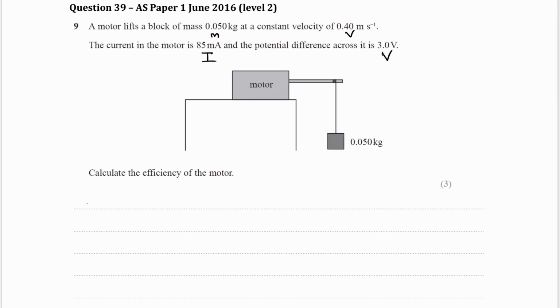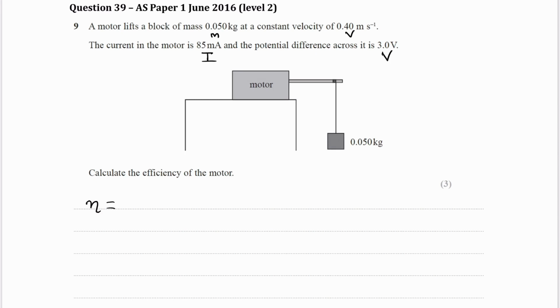Now efficiency has a couple of equations. It's either equal to the useful output power divided by the total input power, or it's equal to the useful output energy divided by the total input energy. So both of those options are useful output divided by total input, and the ratios can either be of energies or they could be of powers.